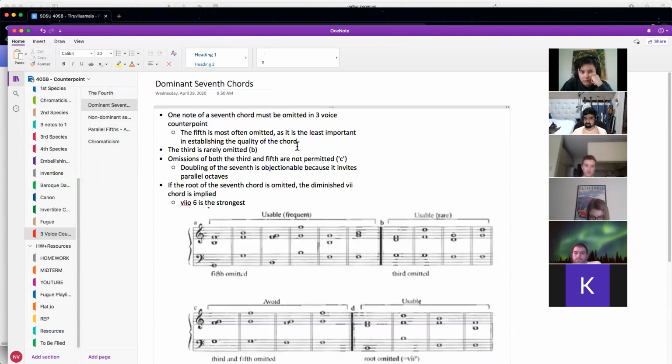Okay, so dominant seventh chords. You have to omit one of the notes in a dominant seventh chord in three-voice texture, because there are four notes in the chord and you have to omit one. The fifth is most often omitted, which makes sense because it's the least important in establishing the quality of the chord. The third is rarely omitted. So these are the examples where the third is rarely omitted, but it stands to reason that they're okay.